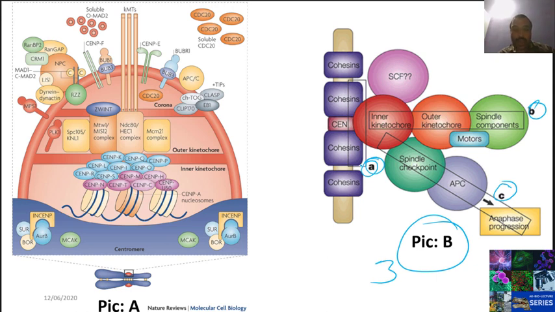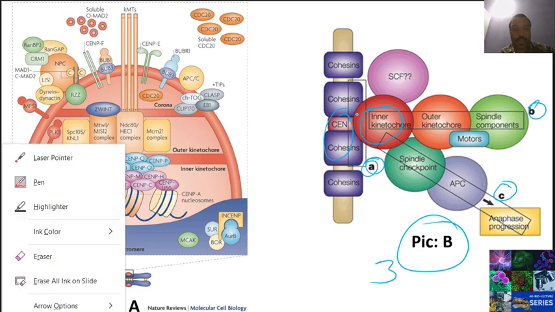Once again, the chromosomal DNA inner kinetochore protein interface, where, from the name itself, you will get the idea that this is the region where the DNA of the centromere is attaching with the kinetochore. And the second compartment is B.